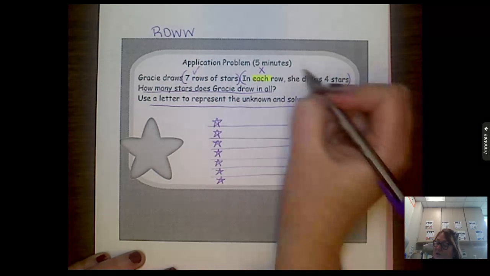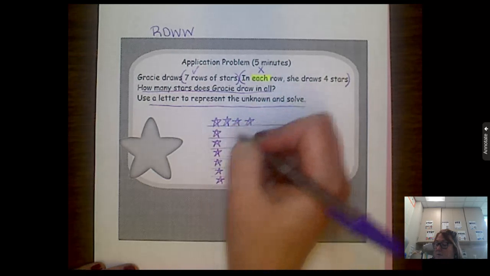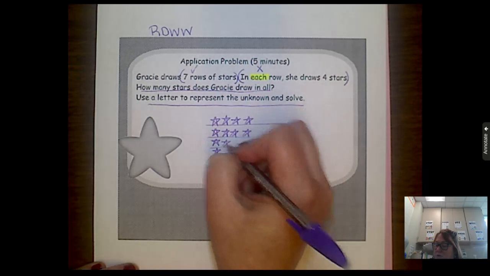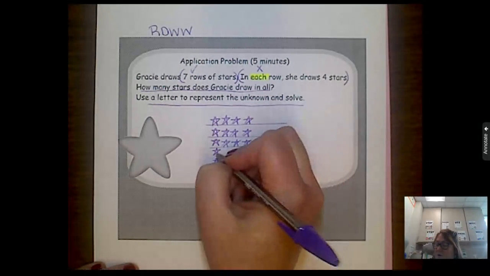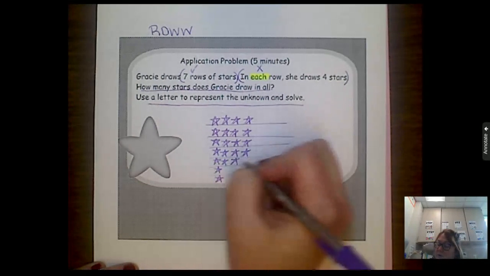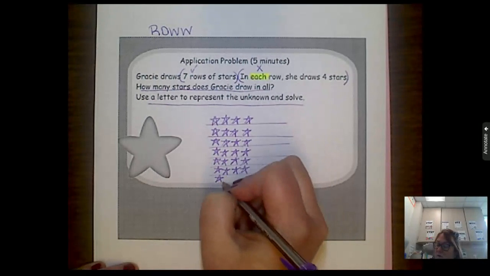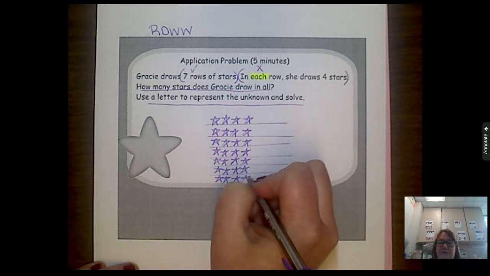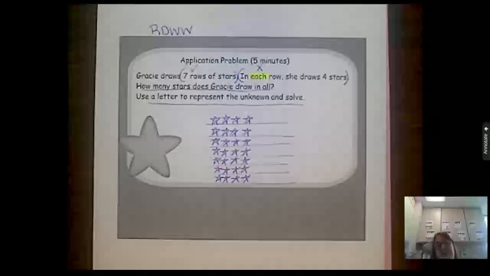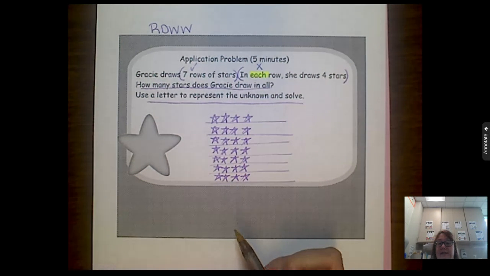Check, there's my 7 rows, and in each one she draws 4 stars. So 1, 2, 3, 4, 1, 2, 3, 4, 1, 2, 3, 4, 1, 2, 3, 4, 4. Ooh, that's a lot of stars, right? If you're still working on your array or your picture, you can pause it and then just come back with me after. So remember, we label our side lengths of our arrays.